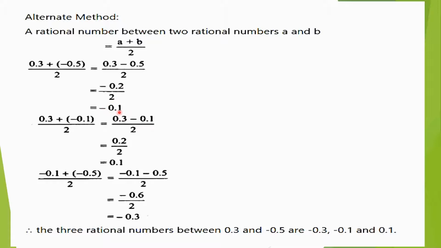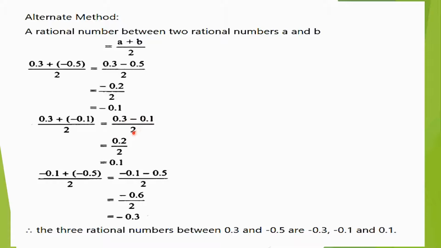Now one number is 0.3 and the next number is minus 0.1. So we will find another number, the midpoint between 0.3 and minus 0.1. So that will be adding 0.3 and minus 0.1 and dividing by 2. So we get it as 0.3 minus 0.1 upon 2.